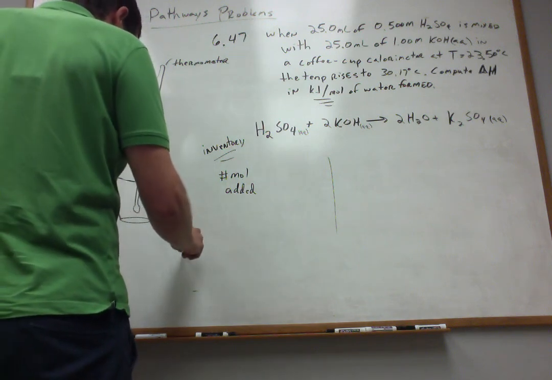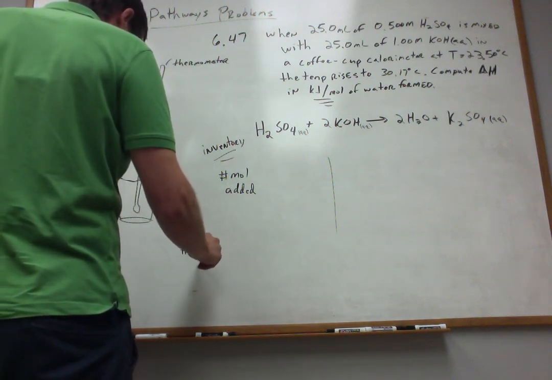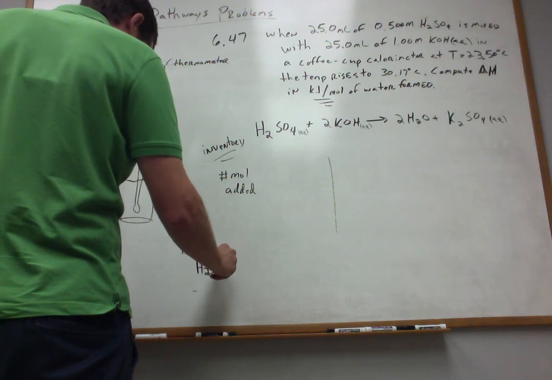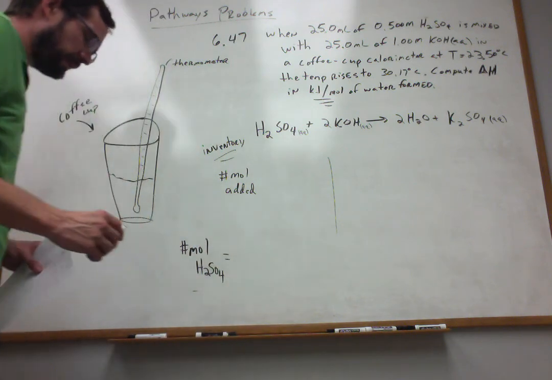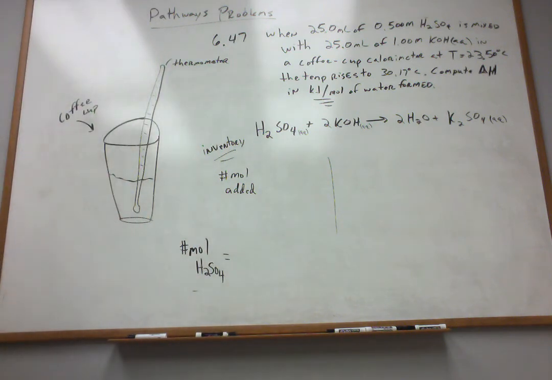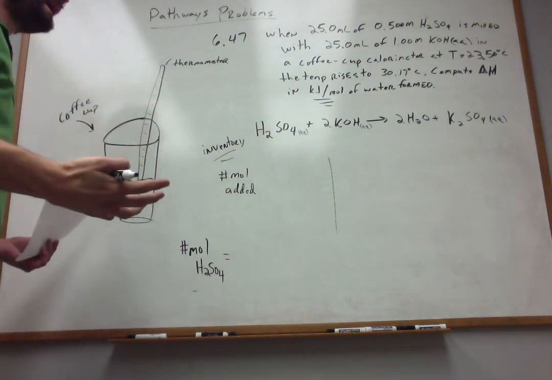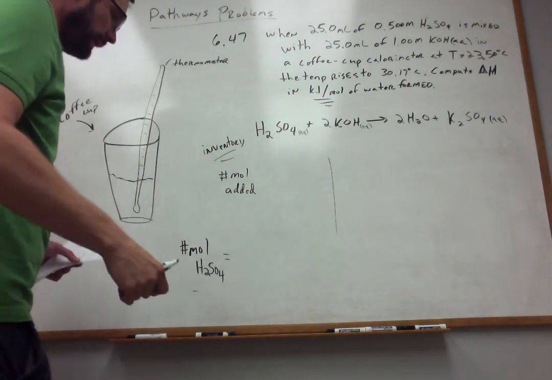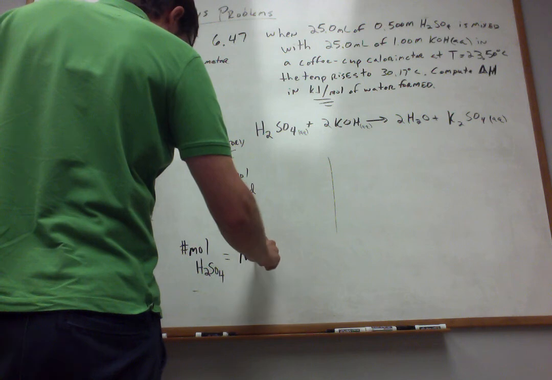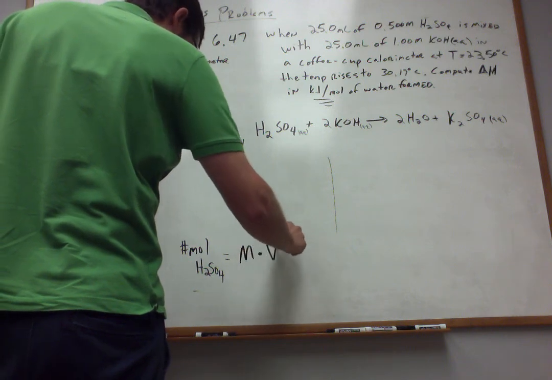So let's think about this. Well, if I wanted to figure out how many moles of H2SO4 that I added, how can I do that, right? I mean, I'm told that the concentration is 0.5 moles per liter, the volume is 25 milliliters, but how do I figure out how many moles of H2SO4? Well, that's hopefully pretty easy for you.